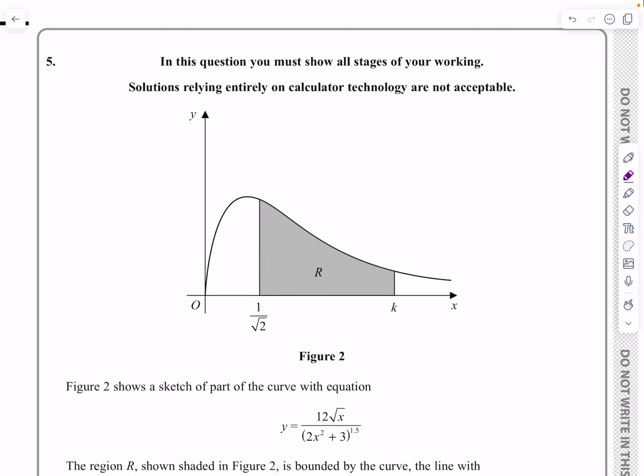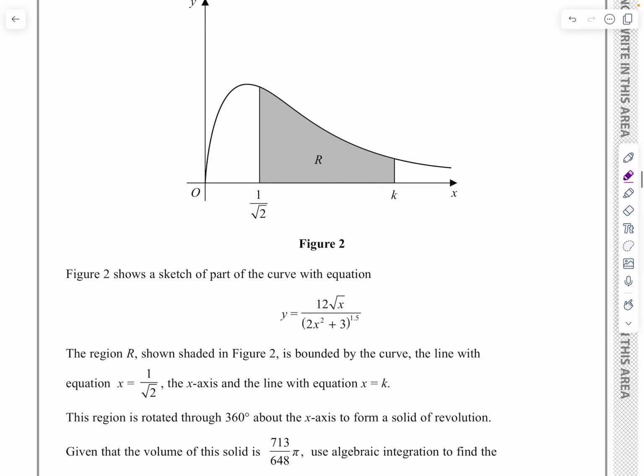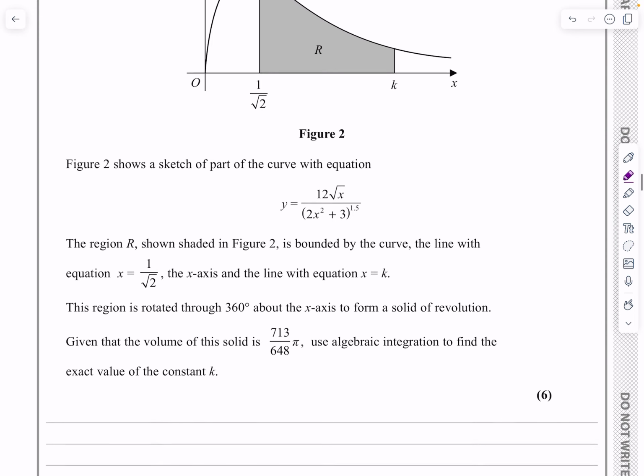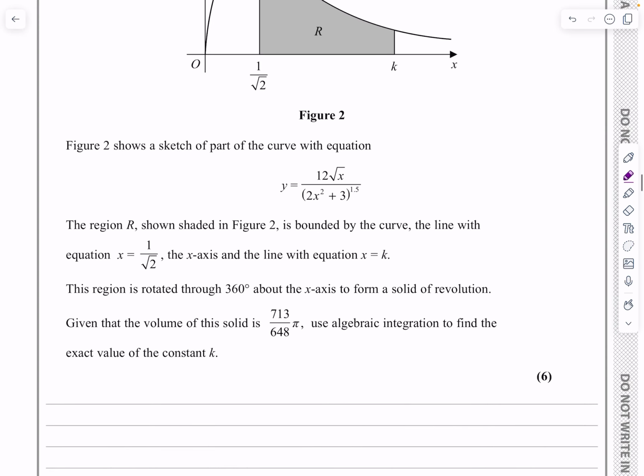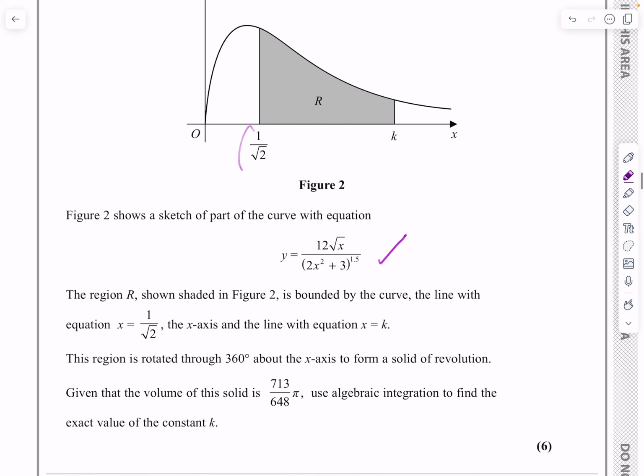Okay, this is the P4 paper from October 2022. This is question number 5, which is going to be an integration question. In particular, what we're going to be doing is a volume of revolution about the x-axis. This is going to be my function y, between the limits 1 over root 2 and k.